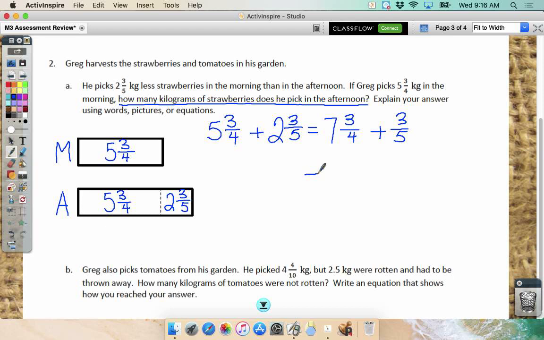And then somebody said bring your 7 down? Yeah. Okay. So 3/4 plus 3/5. Okay, so like this, right? Okay. Now what? Look for your whole denominator. Come up with your denominator. 20. Okay.